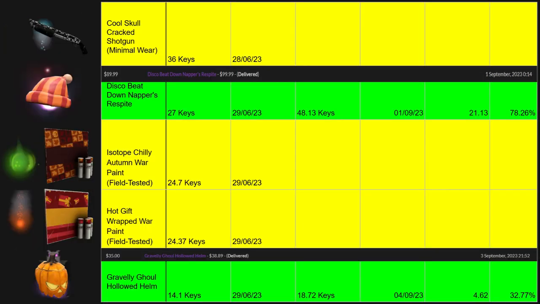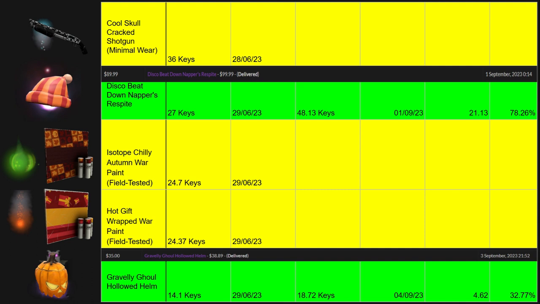Strange Cool Skullcrack Shotgun Minimal Wear. This shotgun is quite nice, but looking back, paying 36 for this is too much. Disco Beatdown Nappa's Respite. A very good looking and popular hat. I bought it for a nice discount, but more interestingly, sold it for very high. In just 2 months, I nearly doubled my money.